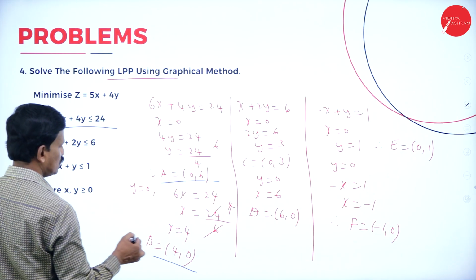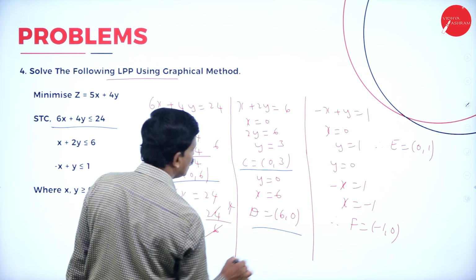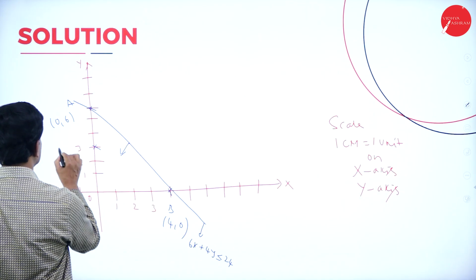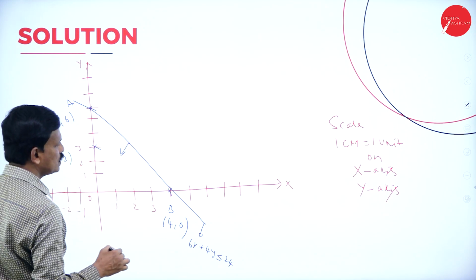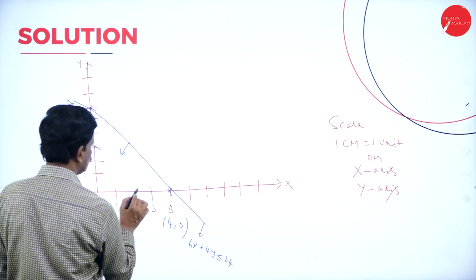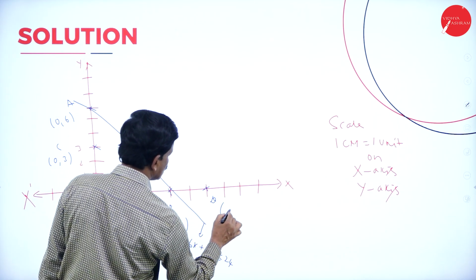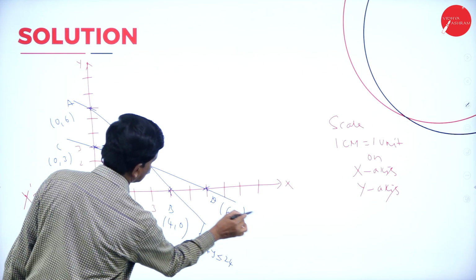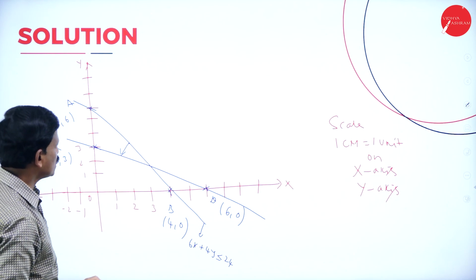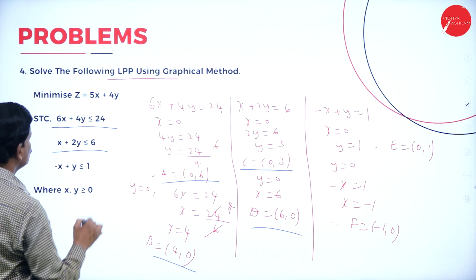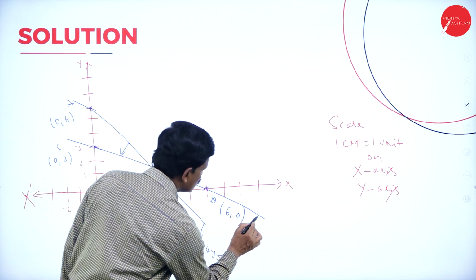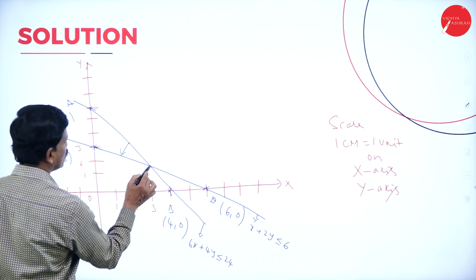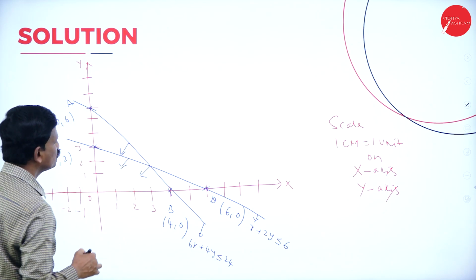Now the second point. What is C? C is 0, 3, so x is 0, y is 3. And what is D? D is 6, 0. Now draw a line. This is the line. What is the condition given? The second line is x plus 2y is less than or equal to 6. Again, this also comes in the downward direction.